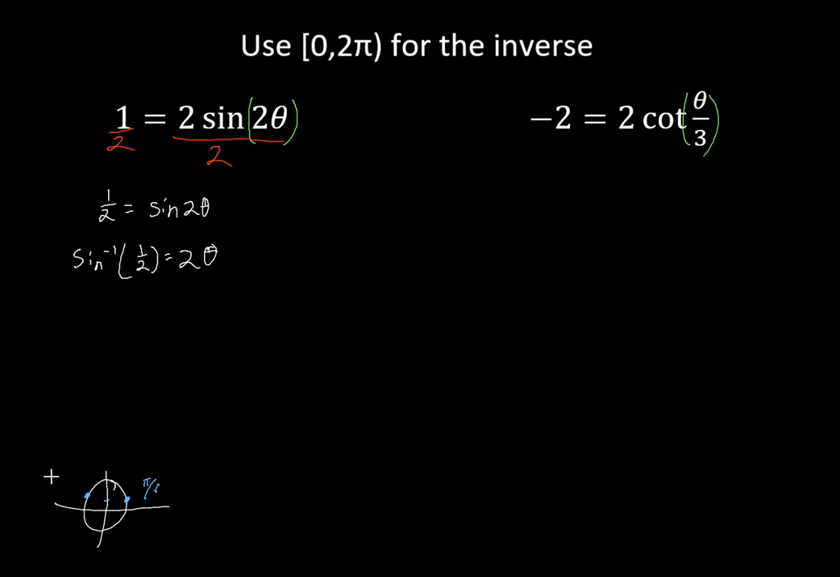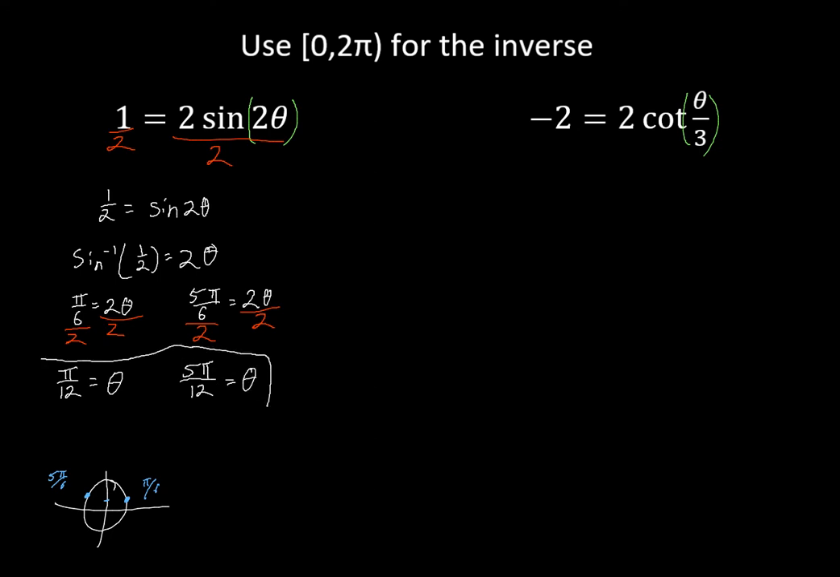Pi over 6 and 5 pi over 6. So we now have pi over 6 equals 2 theta, and 5 pi over 6 equals 2 theta. To solve this, I divide both sides by 2, and that'll give me theta by itself. Pi over 6 divided by 2, multiply by the reciprocal, you get pi over 12. 5 pi over 6 divided by 2, multiply by the reciprocal, and you get 5 pi over 12. So both of these, again, are our answers.